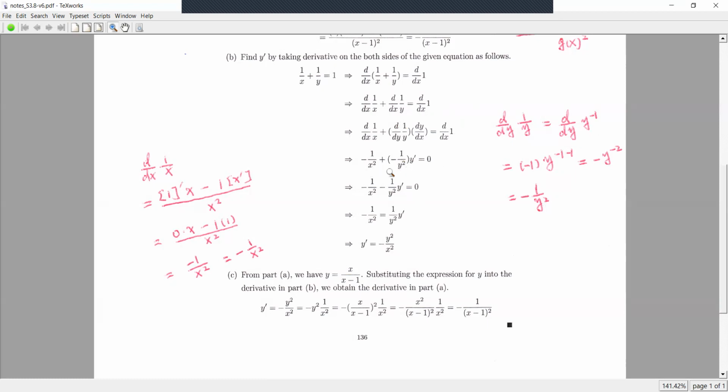Now, we solve this equation for y prime. Move the second term to the right hand side, then we have this equation. Move y squared to the left side, then we have this equation. This is the result of y prime.